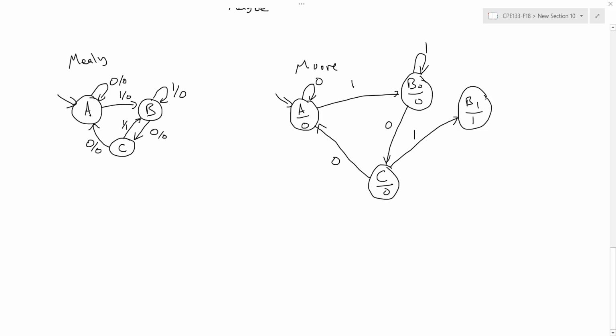From B1, if my input's a 1, then I'm staying in B and the output's a 0. So in my Moore finite state machine, that means I'm going to transition to the state B0 where the output's 0. And if I have a 0, then I go to state C again. Okay, and so now I have a Moore finite state machine for implementing the same circuit. Now, let's look at the timing diagram though, because it will be slightly different.